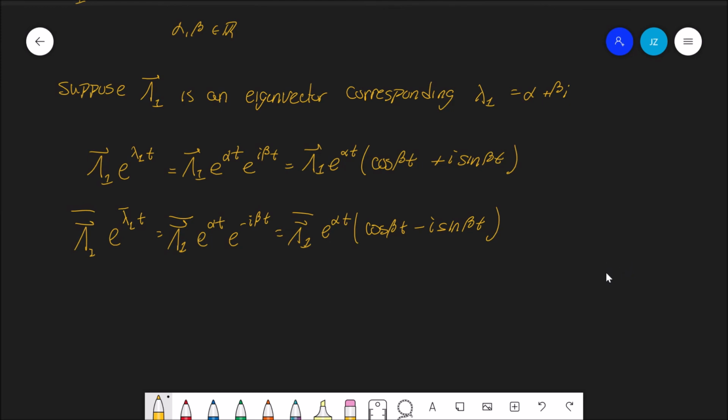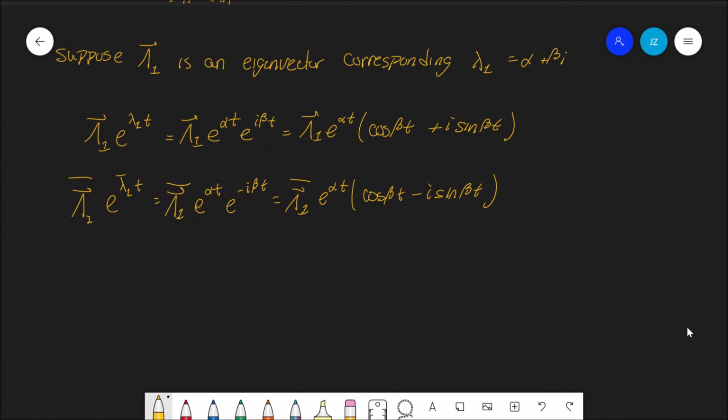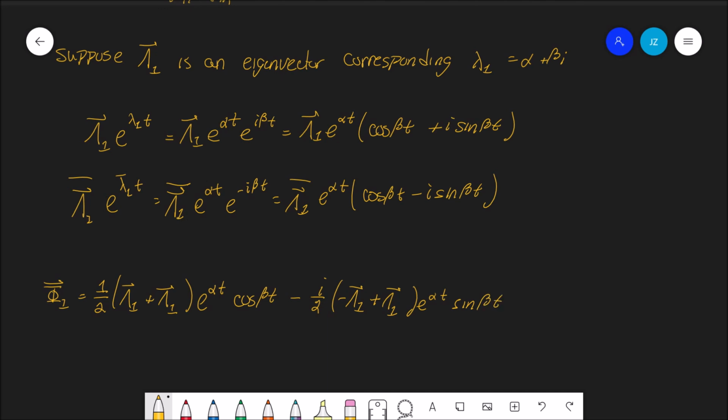Using superposition, we can then write phi1 is a half times the quantity of lambda 1 plus the complex conjugate of lambda 1, e to the alpha t cosine of beta t, minus I over 2 times negative lambda 1 plus the complex conjugate of lambda 1, e to the alpha t sine of beta t.